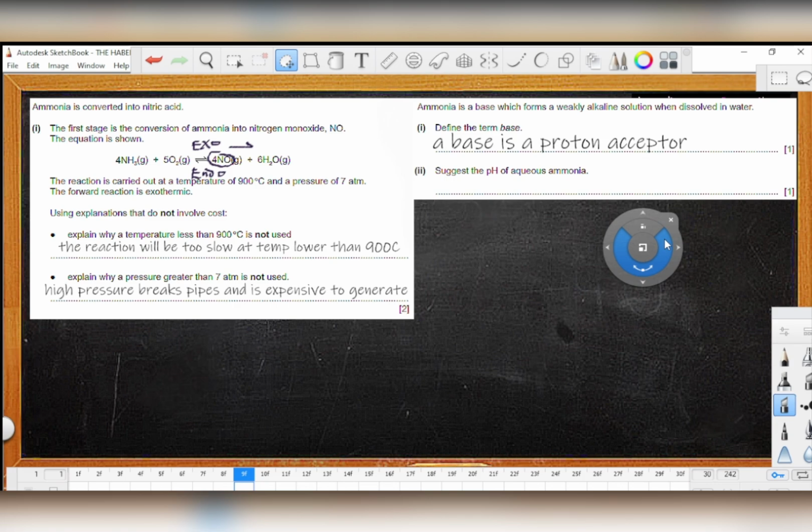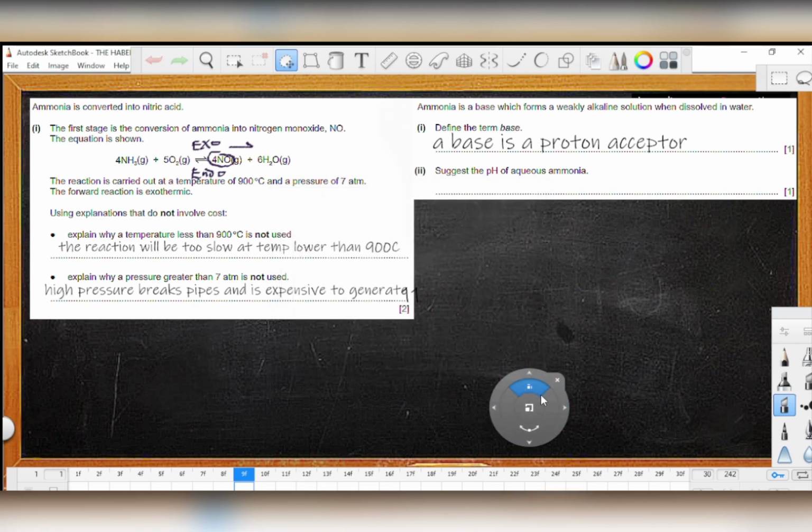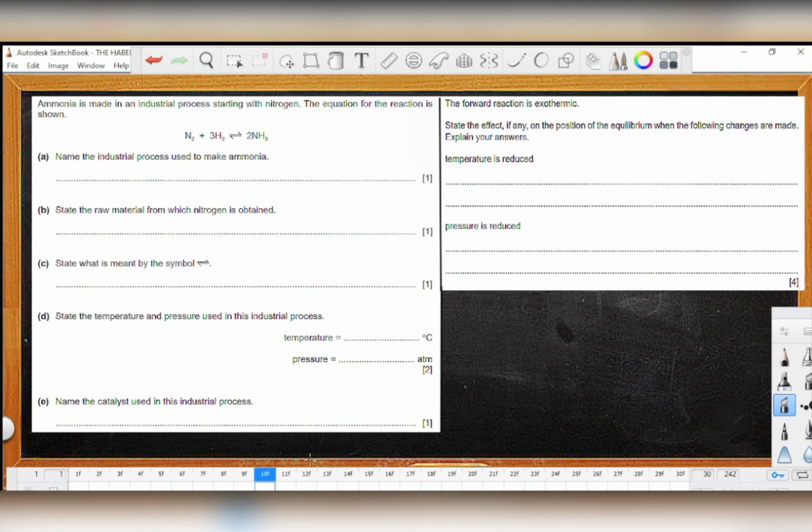What is the pH of ammonia? Ammonia is a weak base, so I'm going to give it a pH that is not too alkaline, but is alkaline enough. I'm going to put 10 or 11 as the pH. Now, 11 means it's alkaline, but it's not too alkaline, because for very alkaline substances, we're looking at 13 and 14. Neutral is 7. So between 7 and 12 should be okay for a weak base. We'll move on to the next question.